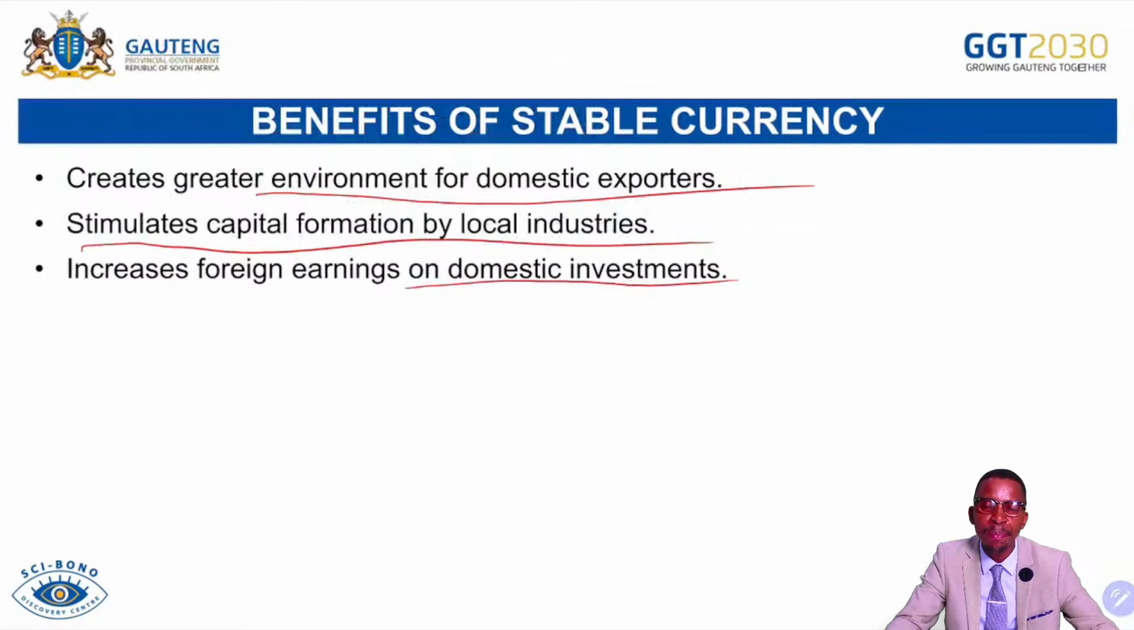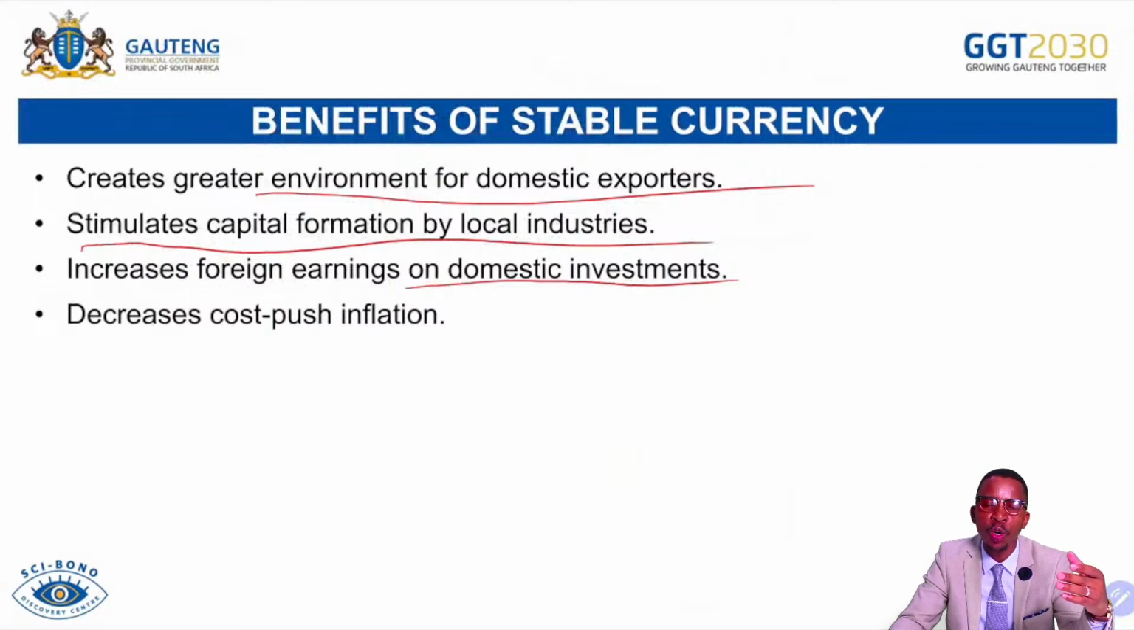But should our currency be too strong, there might be lesser demand for exported goods because they will be too expensive abroad. Decrease the cost push inflation. As our currency is stable compared to other currencies, there might be less cost push inflation because our exchange rate won't be too weak compared to other currencies.